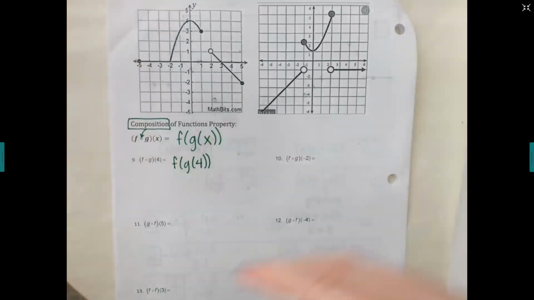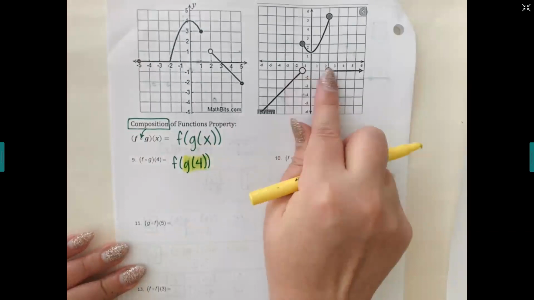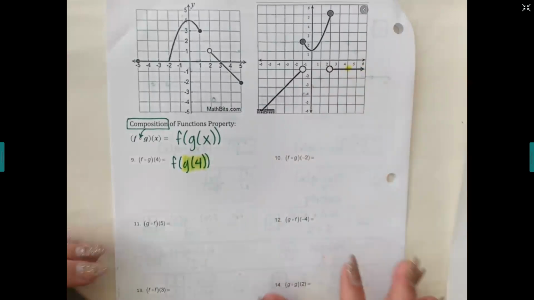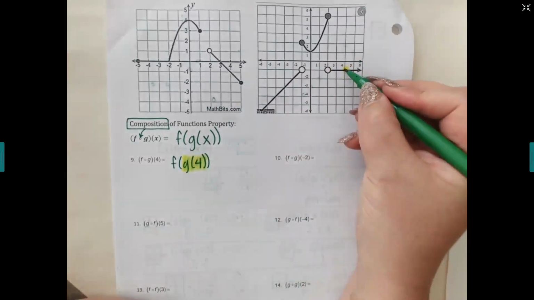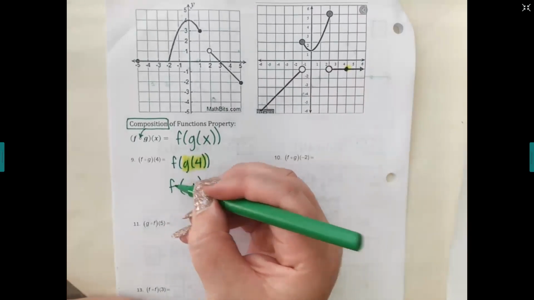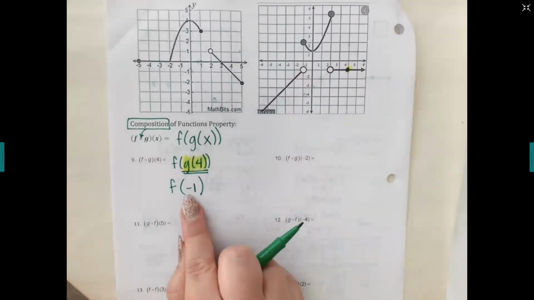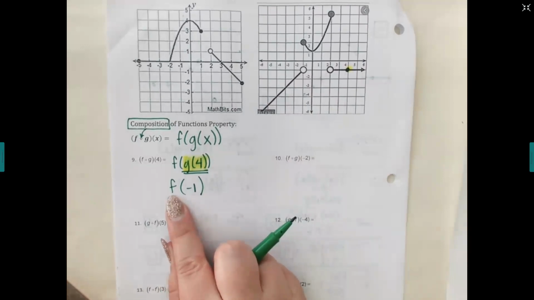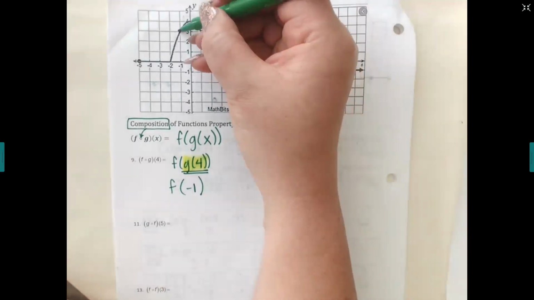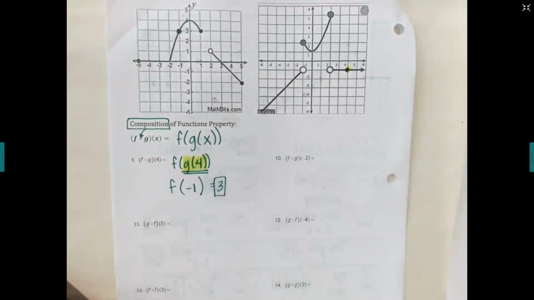And then what you're going to do is find G of 4 using the G graph. So let's do that now. G of 4, I'd be right here. I'm on that flat step, which means that G of 4 is -1. And then I'm going to take that number and plug it into F. So you find this number first. It came out to -1, and then plug that into the other function F. So now I'm coming over here to function F, -1 is here, and I see that my Y value is 3.